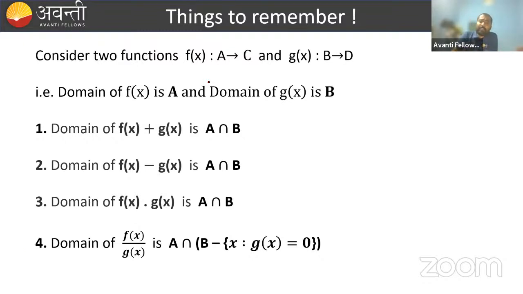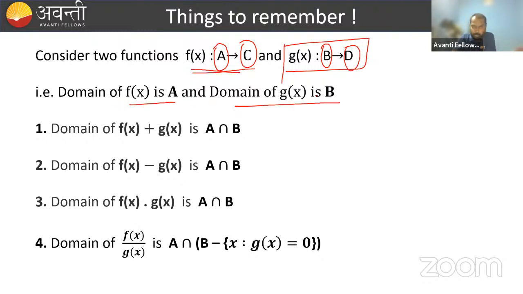Suppose f of x is a function mapping from A to C, and g of x is another function mapping from B to D. A is the domain of f of x and C is the codomain. B is the domain of g of x and D is the codomain. If I ask you to find the domain of f of x plus g of x, that will be the intersection of A and B. A is the domain of f and B is the domain of g.